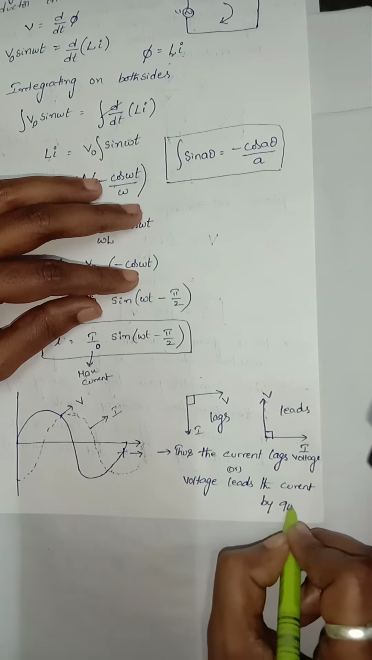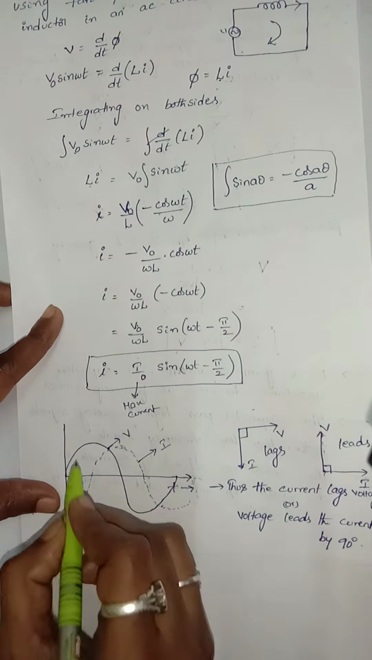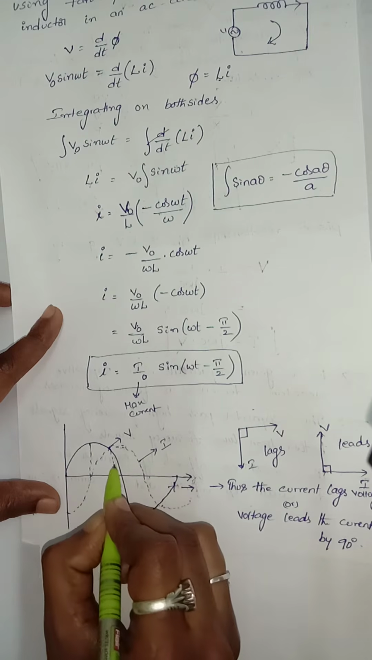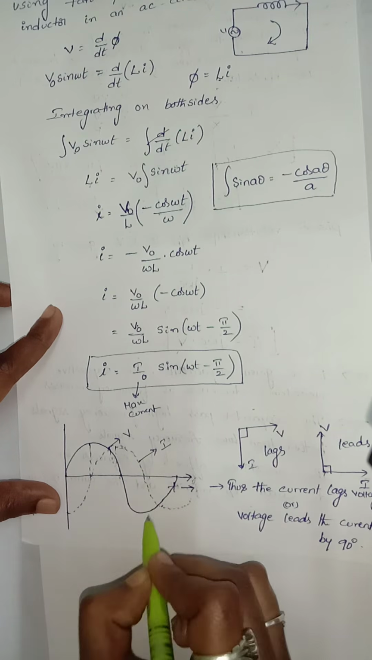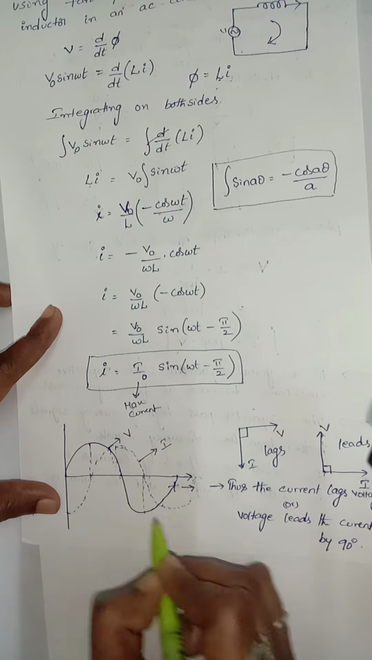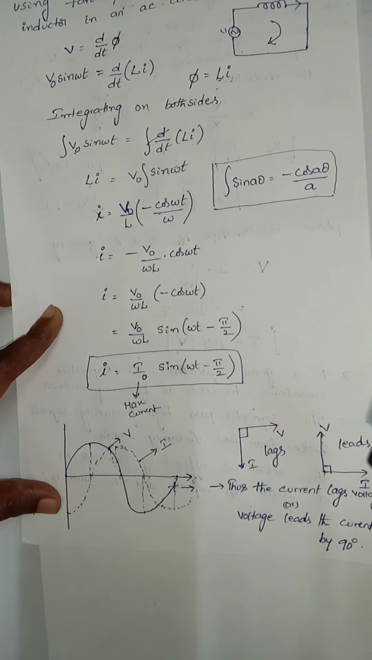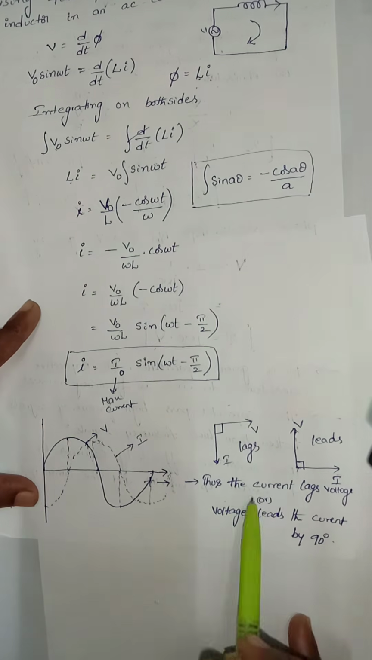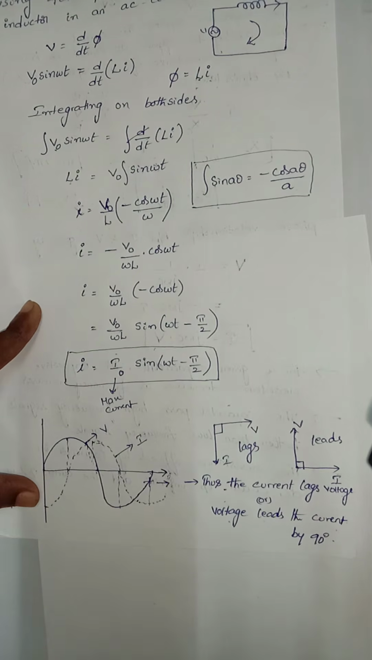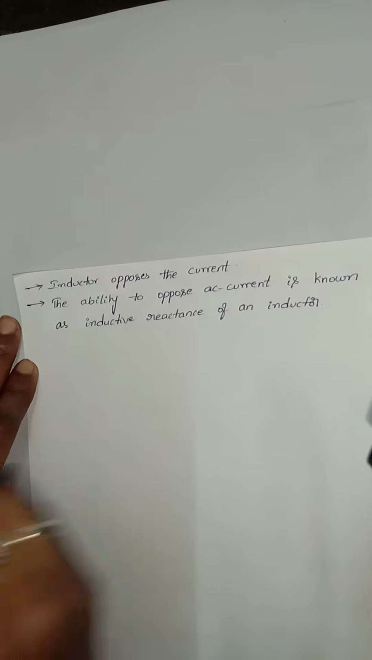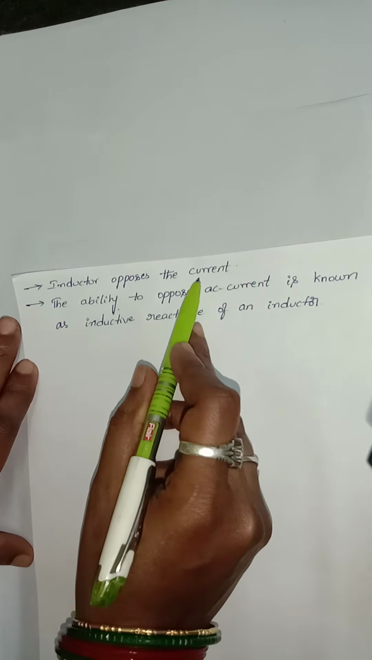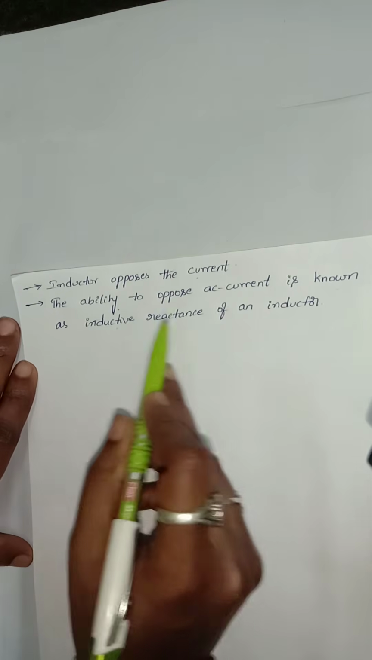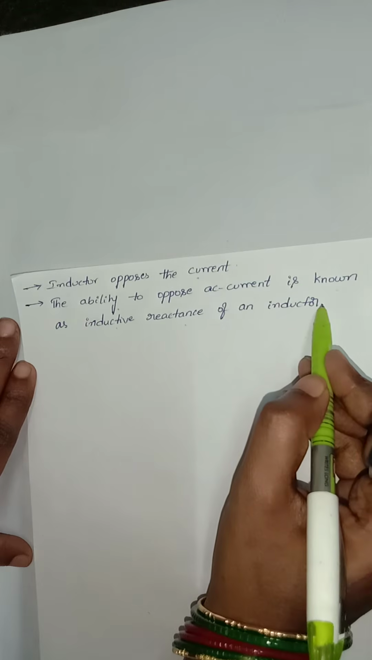Here it is 90 degrees, that is pi by 2. Here pi, next again here pi by 2, here 2 pi. For 90 degrees, the current lags the voltage. Voltage leads the current. The graph represents that the inductor opposes the current. The ability to oppose the AC current is known as the inductive reactance of an inductor.